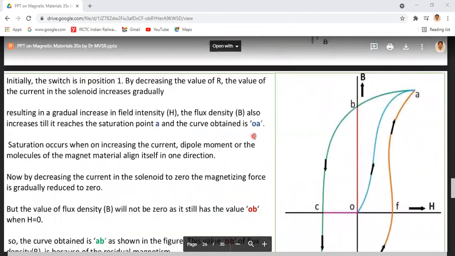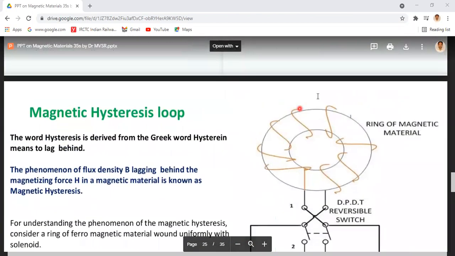given ferromagnetic material, because it is a very very important question.